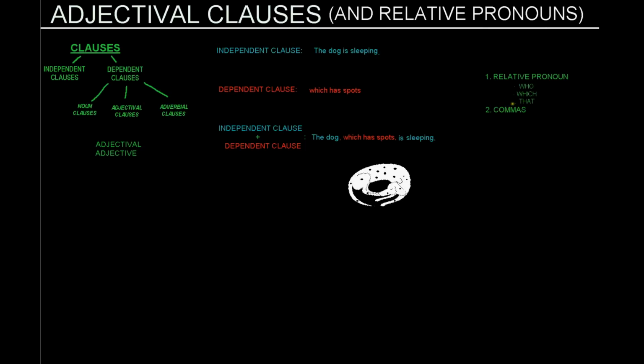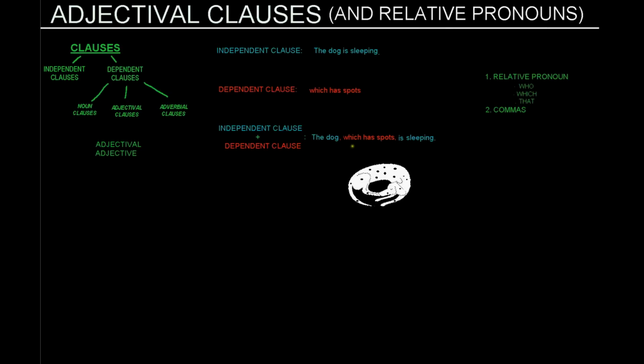First, a little bit of background just to review some things. An independent clause is a phrase that can stand on its own and can even be a complete sentence. So in this example, the dog is sleeping. It's an independent clause. It's also a complete sentence. On the other hand, dependent clauses cannot exist by themselves and express a lot of meaning. So the phrase which has spots doesn't work by itself. It has to be attached to something, like in this example here. The dog, which has spots, is sleeping.